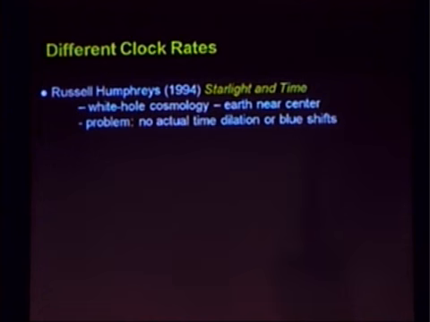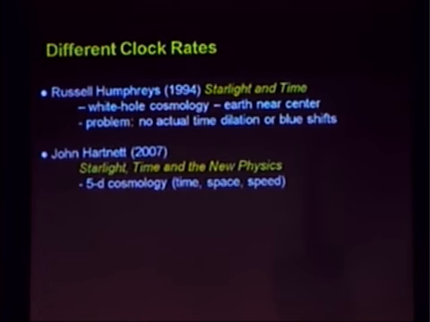Now, Humphreys has meanwhile taken his model and tried to get around that. I'm not sure that he has quite succeeded with it. A second model is by John Hartnett. He's written a book called Starlight, Time, and the New Physics. This is a sophisticated cosmology based on 5 dimensions. So he has 3 dimensions of space, time, and then also speed. So speed is a factor here as well.